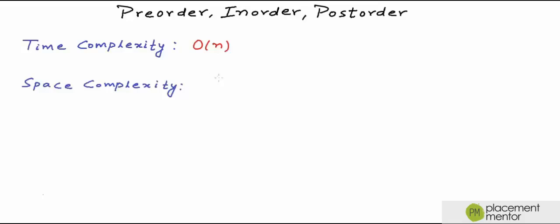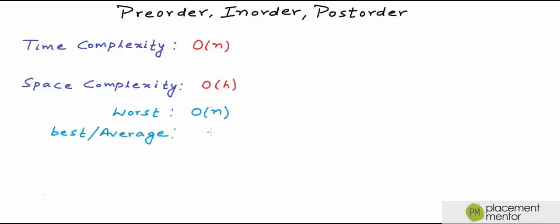Space complexity, as we had discussed earlier, will be big O of h, where h is height of the tree. Height of a tree in worst case will be n minus 1. So in worst case, space complexity of these algorithms can be big O of n. In best or average case, height of a tree will be big O of log n to the base 2. So we can say that in best or average case, space complexity will be big O of log n.